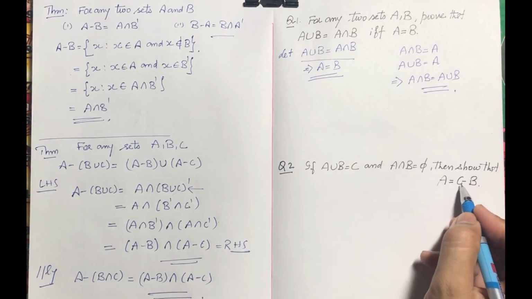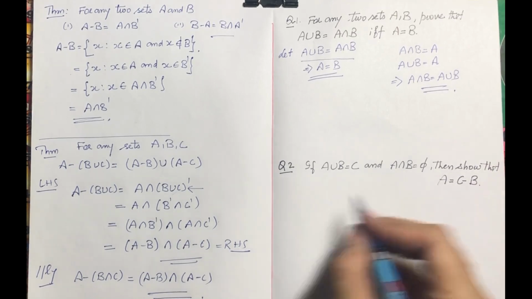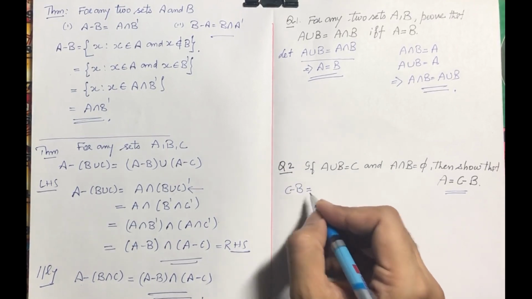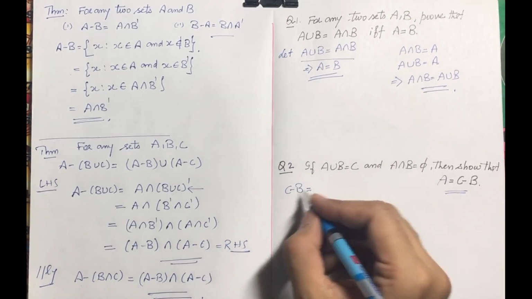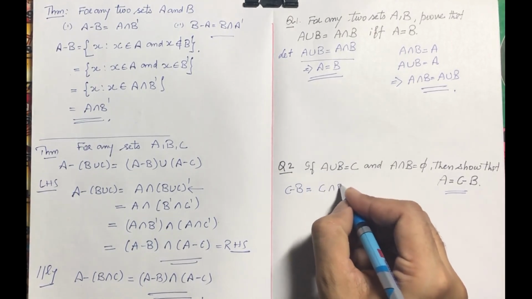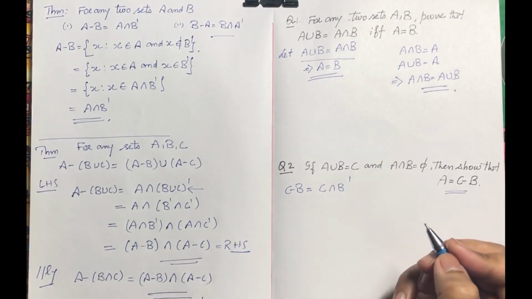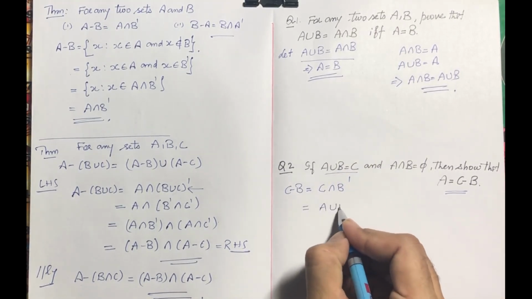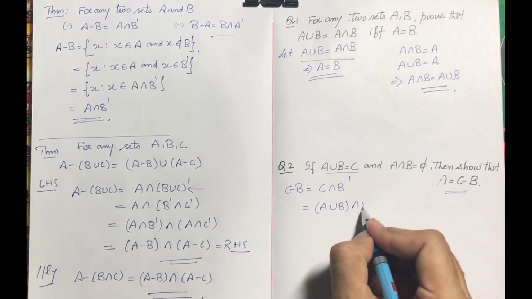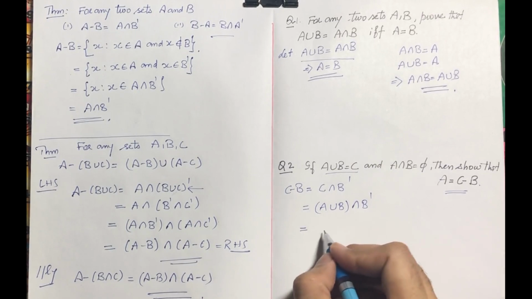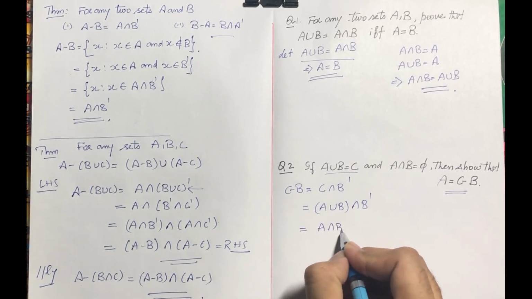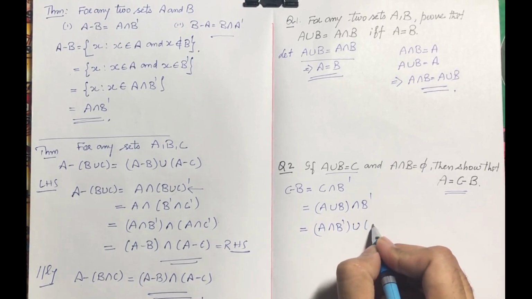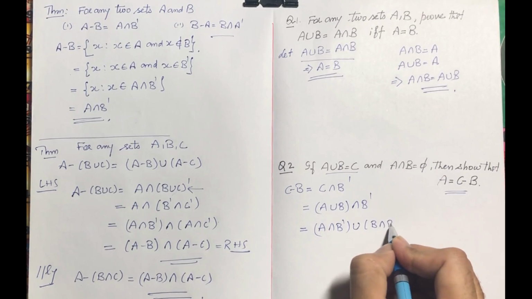show that A is equal to C minus B. So let us start from C minus B. So using the results that we discussed, this means C intersection B complement. And also we have the value of C, putting the value of C here, (A union B) intersection B complement. So applying distributive law here, (A intersection B complement) union (B intersection B complement).